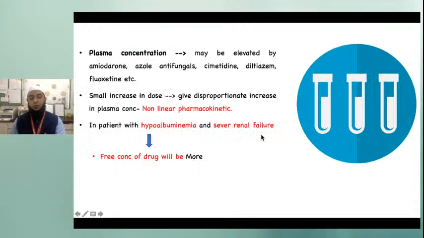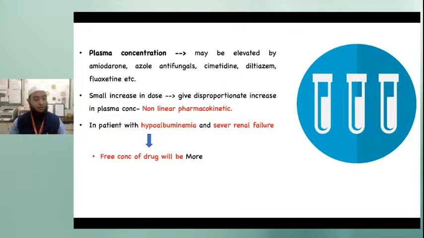Okay, so what you can do is measure the free concentration of the drug, because the free concentration of the drug is higher in hypoalbuminemia as well as renal failure. So you can titrate the dose to the lower range so that the dose you give does not show adverse effects in the patient.